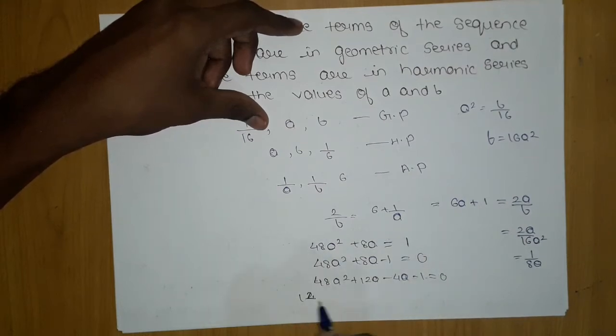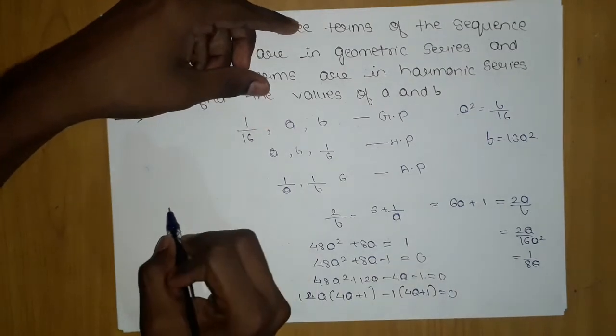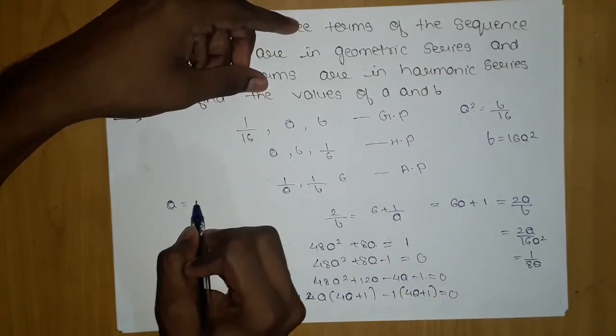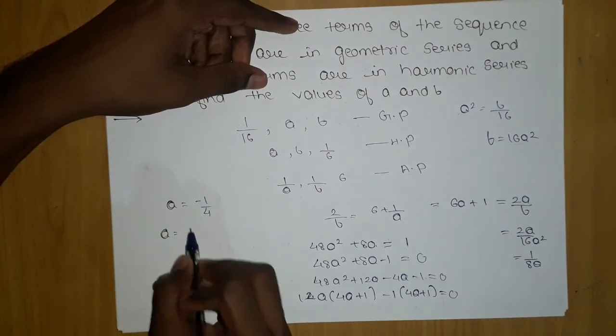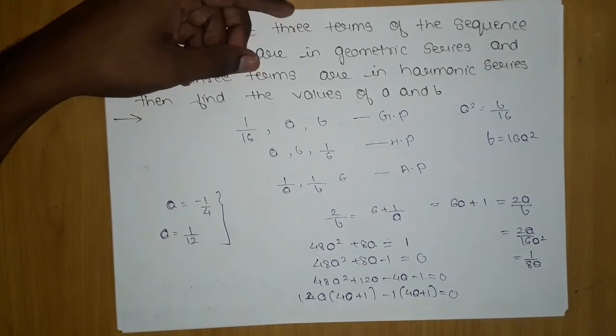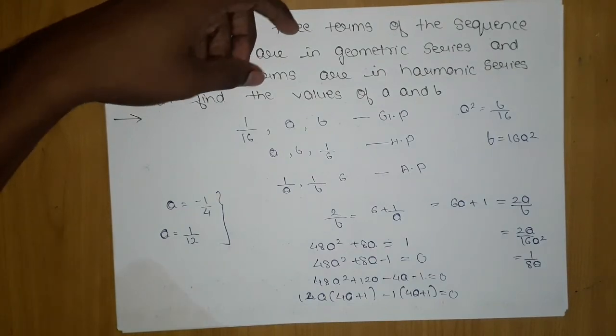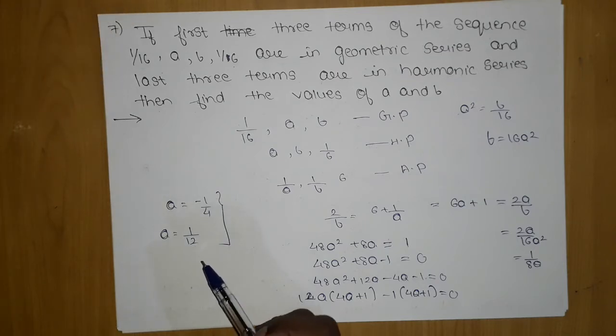If I take 12a common, then I get 4a plus 1 into 12a minus 1 should be equal to 0. So we are getting a equals minus 1 by 4, and a equals 1 by 12. So these are the two a values possible: 1 by 12 and minus 1 by 4. So we are getting these values.